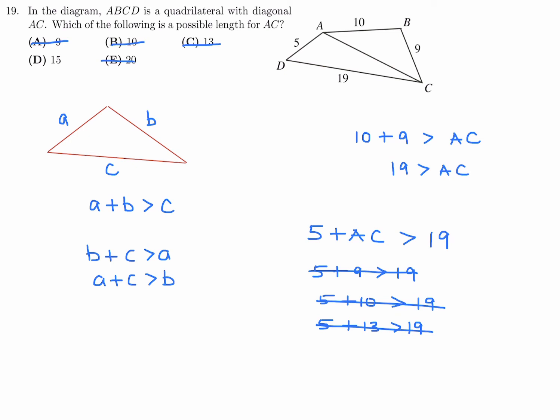Well, there you go. By process of elimination, we boil down to 15, but 15 is indeed true, because if AC is 15, that means that 5 plus 15 is indeed greater than 19. So number 19, the answer is D.